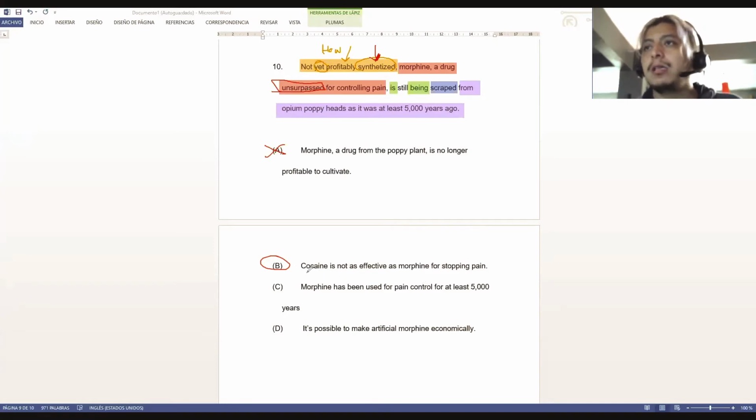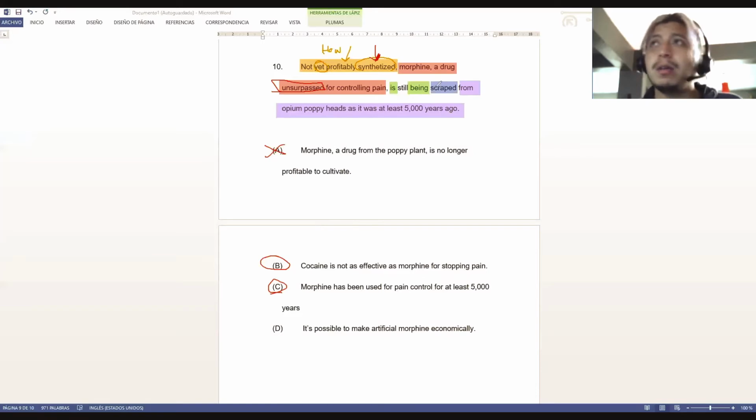So, yes, cocaine is not as effective as morphine. I don't know if cocaine works for pain control, but we know that morphine is unsurpassed. Nothing passes it. C, morphine has been used for pain control for at least 5,000 years. Yeah. At least 5,000 years ago, we started doing this process, and today we continue to do the same process.